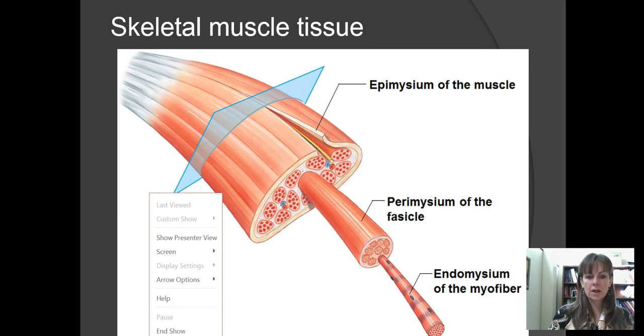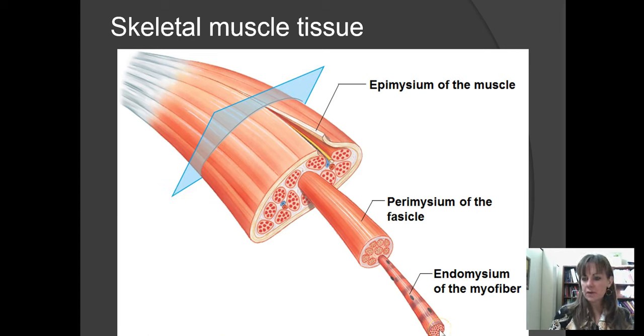Okay, and what you hopefully remember is that the myofiber is the muscle cell, and that a fascicle is going to be a bundle of those cells. They're bundled up together and wrapped up with connective tissue. And to get an entire muscle, the thing that we see, it's going to be bundles of fascicles that are wrapped up in this epimysium connective tissue.